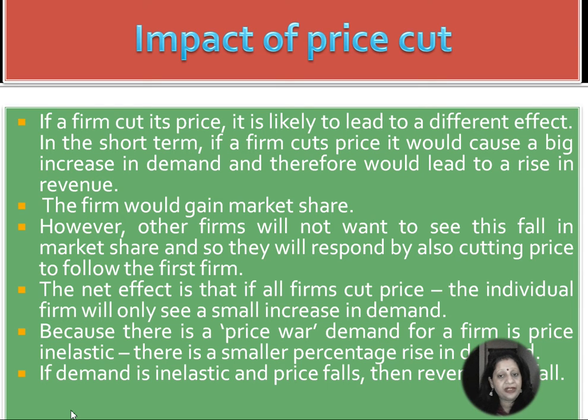However, other firms will not want to see this fall in market share, and so they will respond by also cutting price to follow the first firm. So if they want to be in the race of earning profit, then the other firms should also cut down the price in order to earn a normal profit. The net effect is that if all the firms cut price, the individual firm will only see a small increase in demand. So if one of the firms has reduced the price level, and all the other competing firms have also reduced the price level, then what is the result of this situation?